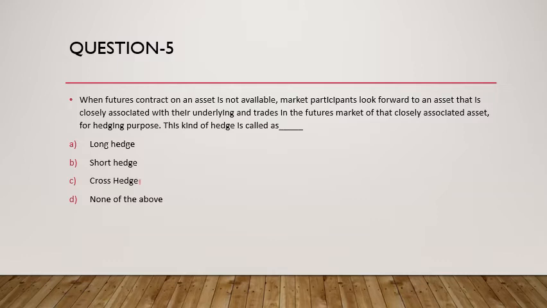So the answer for this question is the cross hedge, because you are not directly using the futures contract which is available, which is not available on an underlying. So the answer would be C.